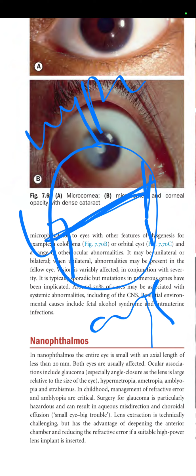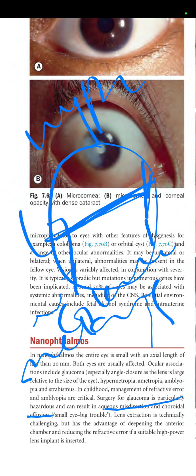Childhood management of the refractive error and amblyopia is critical. Surgery for glaucoma is particularly hazardous and can result in aqueous misdirection and choroidal effusion. Small eye, big trouble. So it is very important that in a patient having a nanophthalmic eye with glaucoma, when you are doing surgery, there is an increased risk of malignant glaucoma and choroidal effusion. Lens extraction is technically challenging but has the advantage of deepening the anterior chamber and reducing the refractive error if a suitable high power lens implant is inserted.